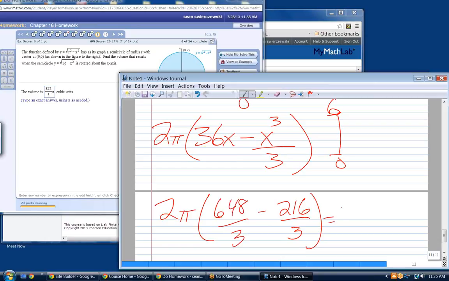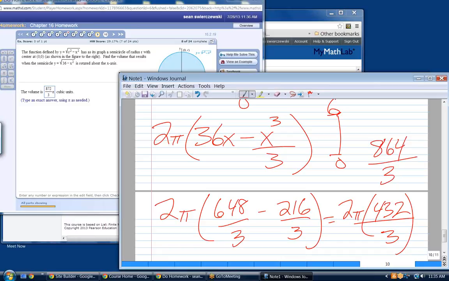648 thirds. So this is 2 pi times 432 over 3. What about the cubed? No, that's going to take care of it. In other words, if I would have cubed it right, we would have gotten the right answer the first time. 36 times 6 is 216, and I turned 216 into thirds, so I multiply it by 3 on top and bottom, because I'm having to subtract a fraction, so I need a common denominator. So 6 times 36 is 216 times 3 is 648.